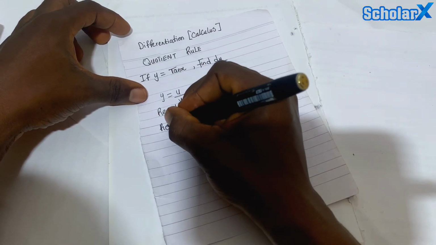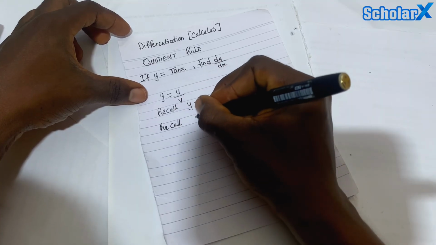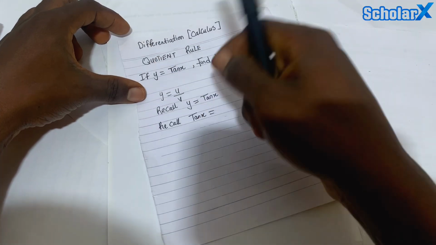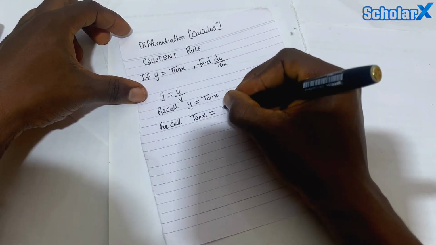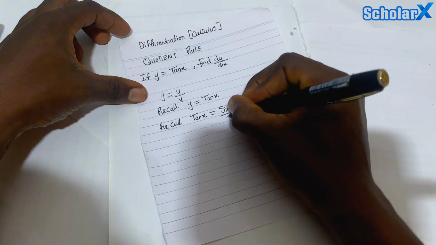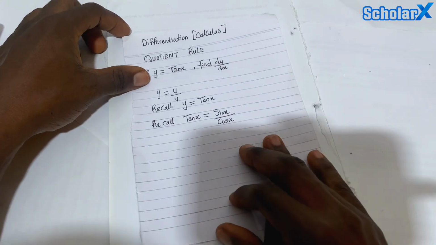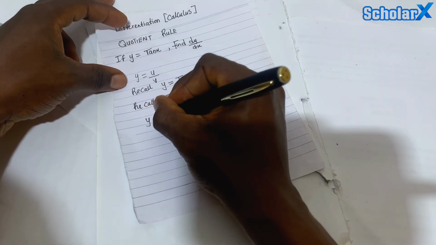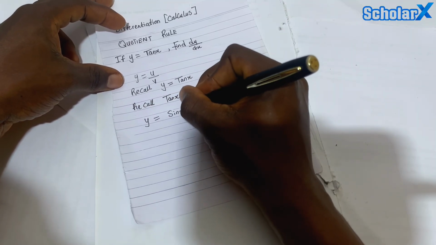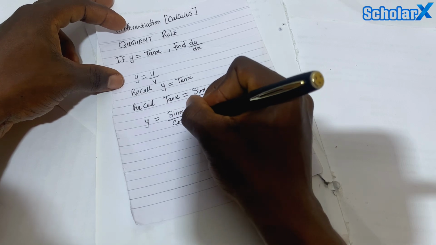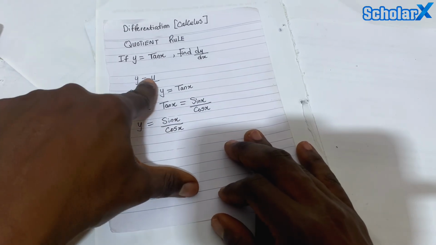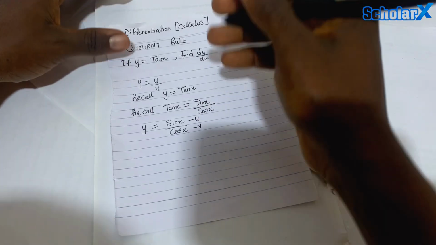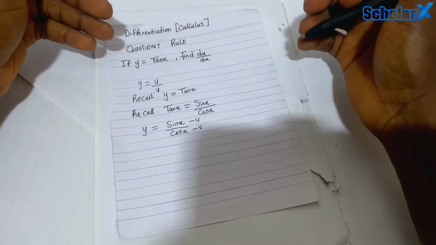And also recall that tan x itself is sine x over cos x. So now I can still write this as y is equal to sine x over cos x, which now makes it to be in this form. So this is my u and this is my v. The numerator is always your u and the denominator is always your v.